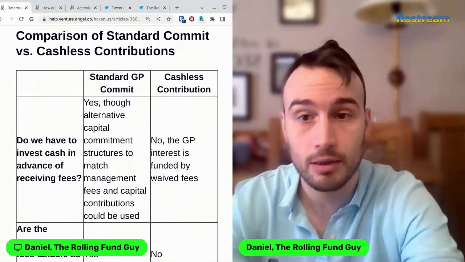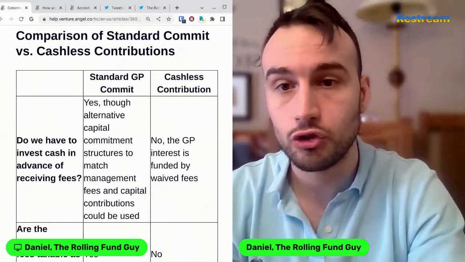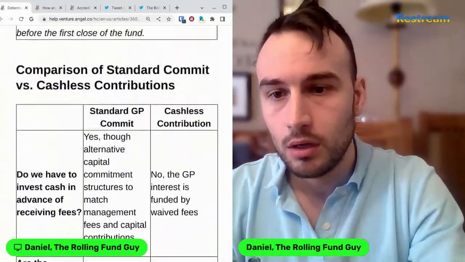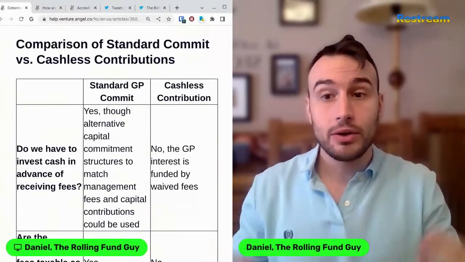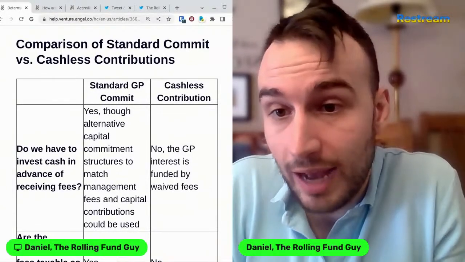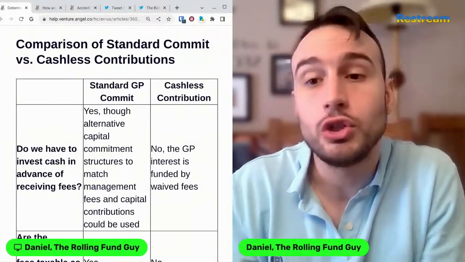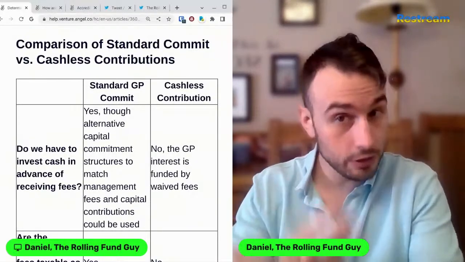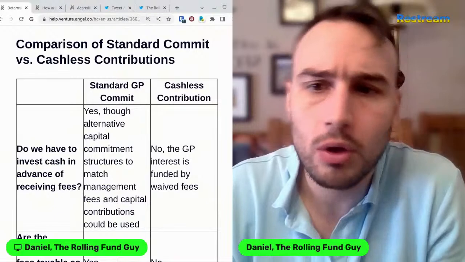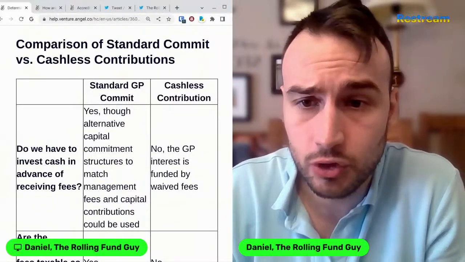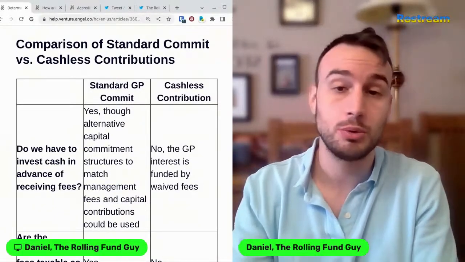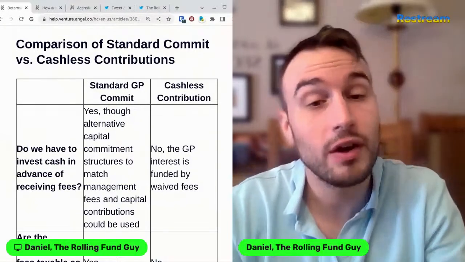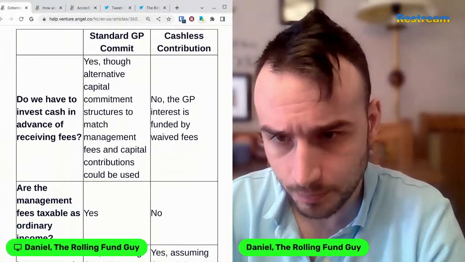Comparison of standard commit versus cashless contributions. Okay, for a standard commit, do we have to invest cash in advance of receiving fees? For a standard commit, yes. Although alternative commitment structures to match management fees and capital contributions could be used. For a cashless contribution, no, the GP interest is funded by the waived fees.